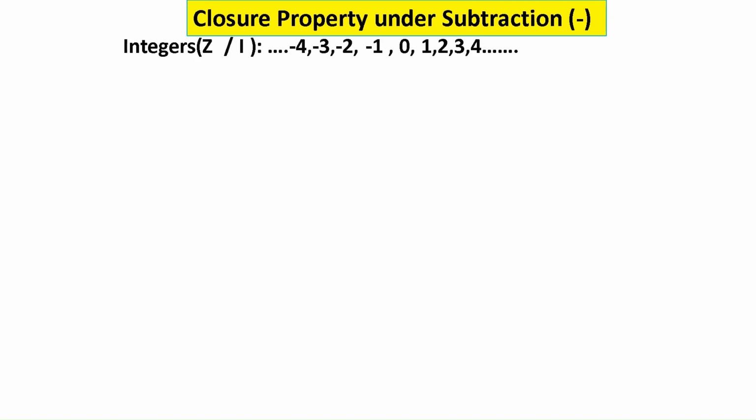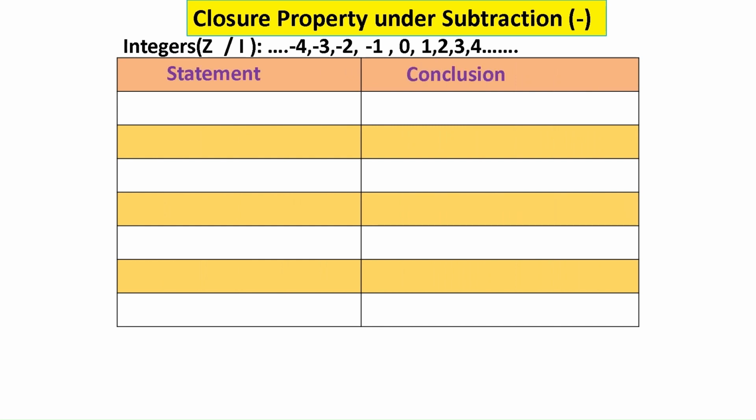Now here, statement and conclusion. 6 minus 3. 6 is an integer, 3 is an integer. So the operation between them is a minus. It means subtraction. So what do we get here? 3. 3 is also an integer. Now the difference is an integer.